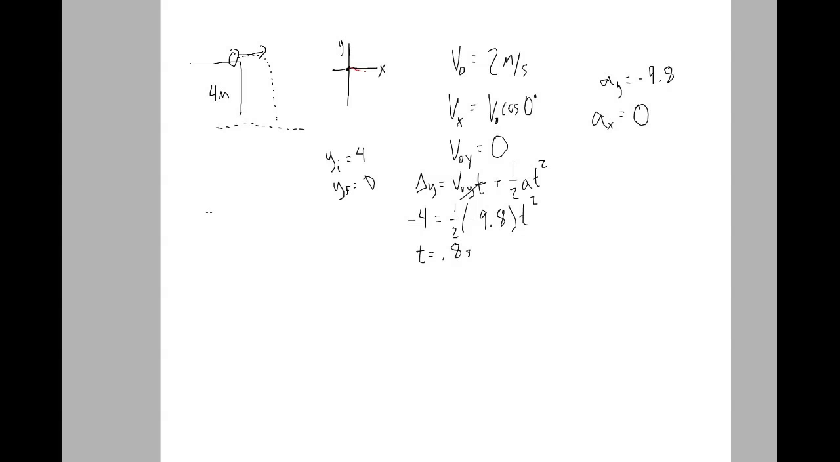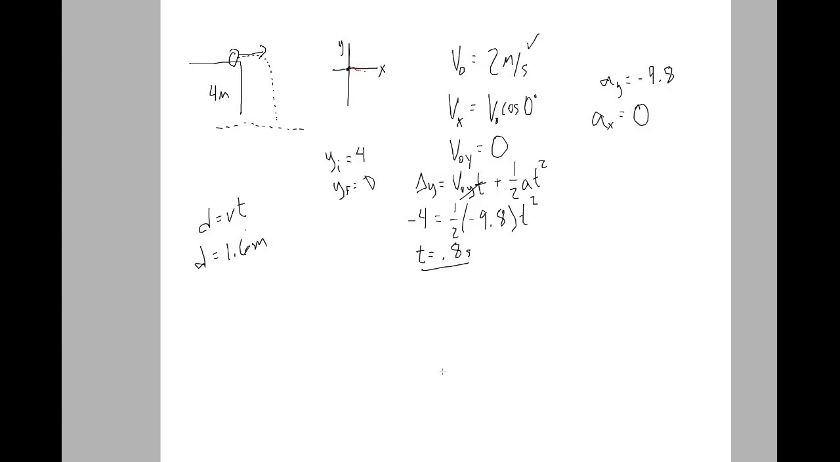Well, in that case, we can just use distance equals velocity times time. I now know my time, and I know my initial velocity in the x direction. Well, that's 2 meters per second. So that would give me 2 times 0.8, which gives me a distance of 1.6 meters away from the table. So horizontal velocity problems are great because you don't have to deal so much with components or an angle of initial velocity and stuff like that.